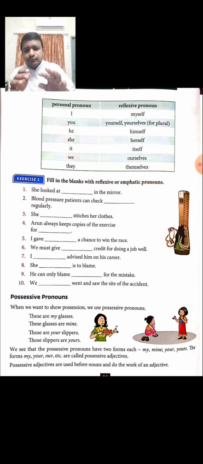Now, in order to show possession, there are two forms: my, mine, your, yours. The forms my, your, our, etc. are called possessive adjectives. Possessive adjectives are used before nouns and they do the work of an adjective. Now in the next column, you have the possessive adjective and the possessive pronoun.